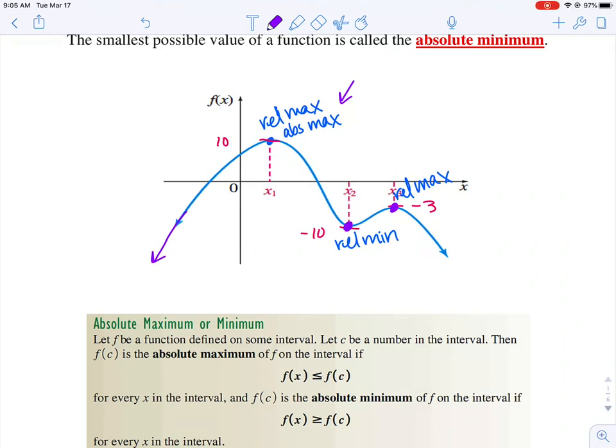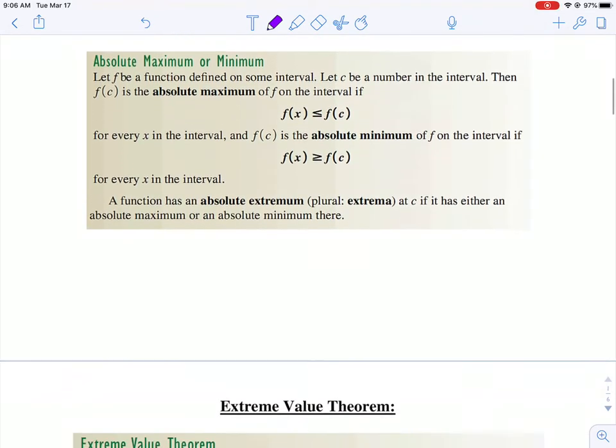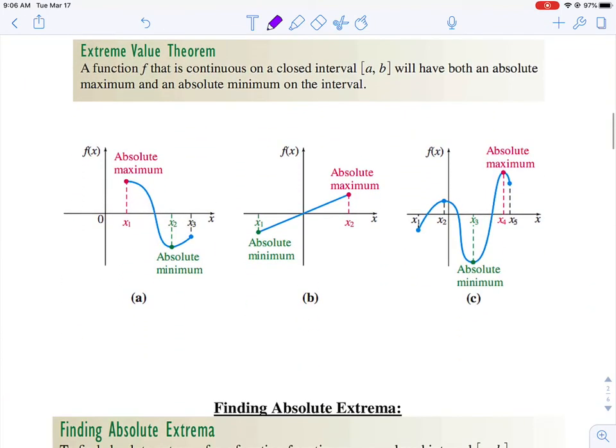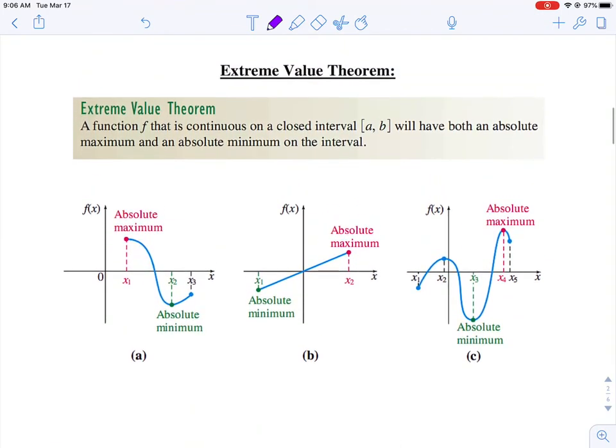Actually, on this particular function, because we have arrows symbolizing that that function is going to continue to go down and out, there would not be an absolute minimum because it just keeps going down, down, down, down, down. There is only an absolute maximum on this picture. Okay, so let's look at a few other pictures.